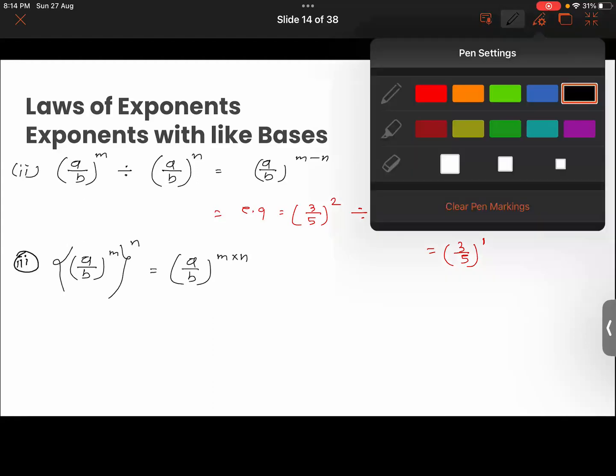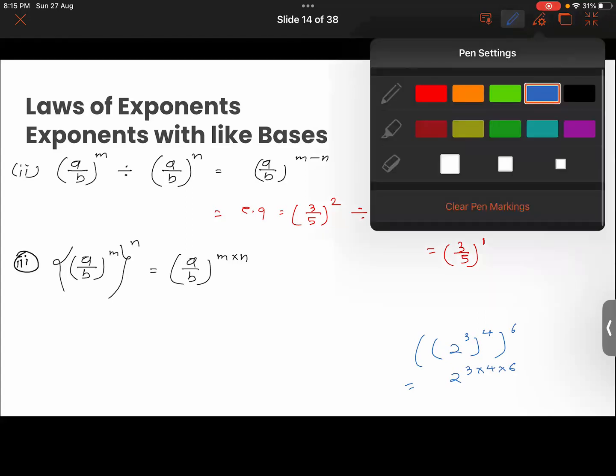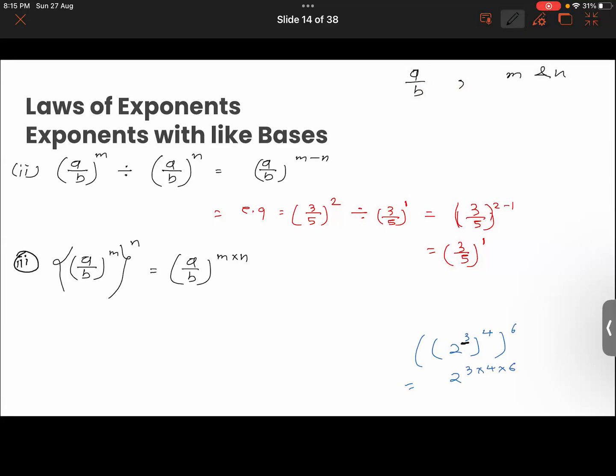With an example, let's try to understand this one also. For example, like you have 2 raised to the power 3, and then again raised to the power, let's say 4, and then again raised to the power 6. So what we were doing here, all those exponents were getting multiplied here, right? Yes, sir. Okay, so no matter if you had m and n or let's say if you had one more exponent, you just need to keep multiplying them. Okay, so let's solve one more question here.